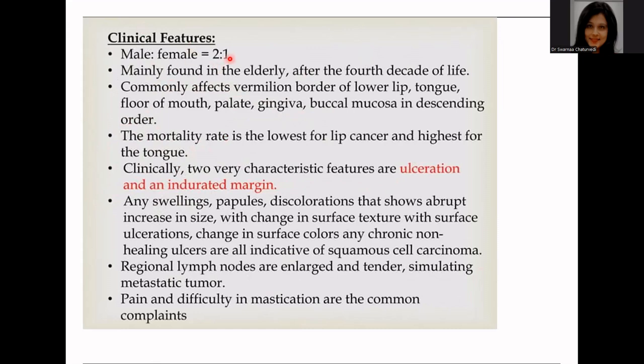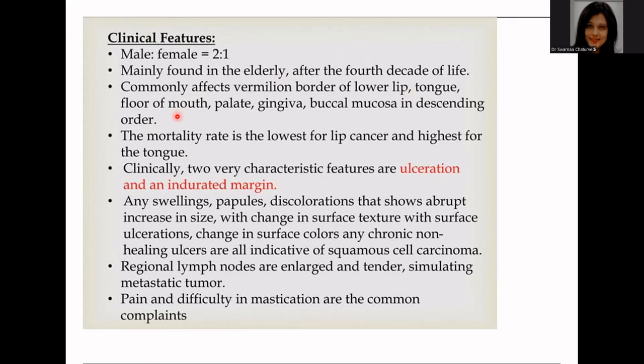If we look at the clinical features, male predominance is seen with a 2:1 ratio, mainly found in the elderly after the fourth decade of life. The sites most commonly involved are the vermilion border of the lower lip, tongue, floor of the mouth, palate, gingiva, and buccal mucosa, in this descending order. So the most common one is the vermilion border of the lower lip. If we look at the mortality rate, it is lowest for lip cancer and highest for the tongue region.